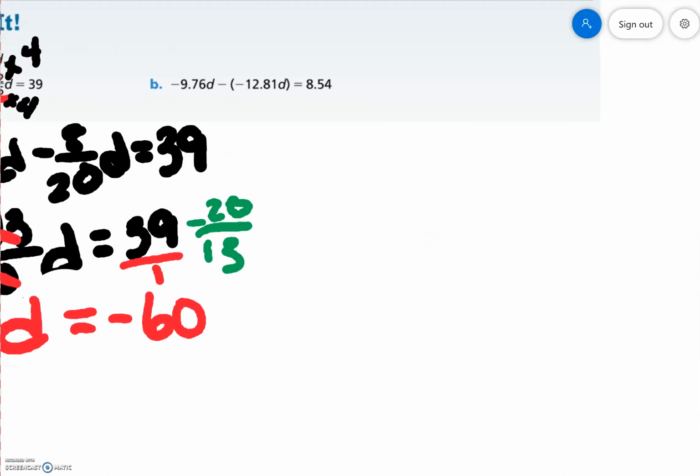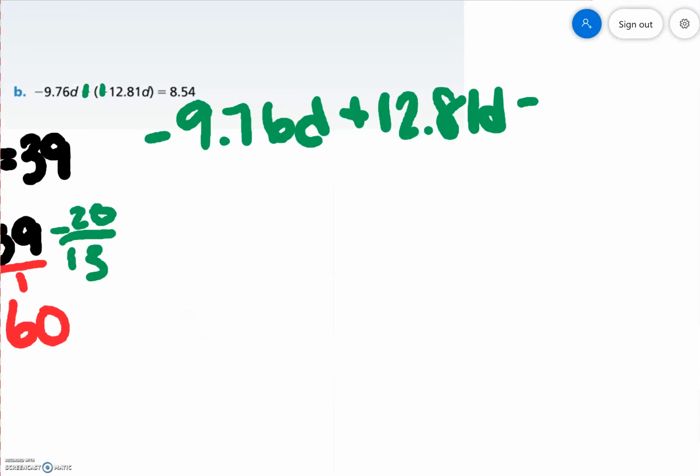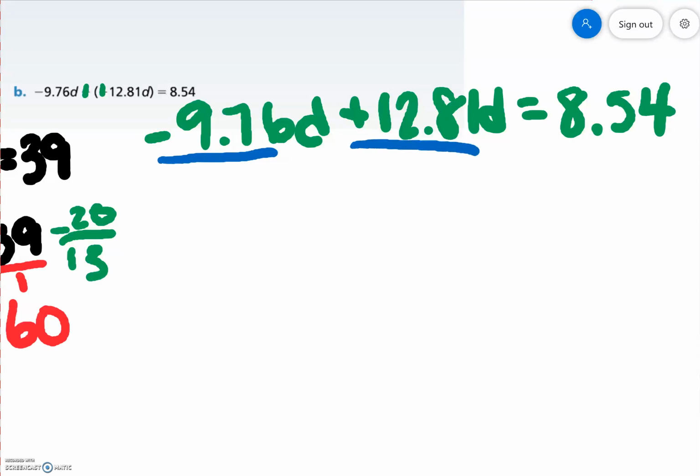Last one, negative 9.76D minus negative 12.81D equals 8.54. Little light bulb should be going off in your head. Two negatives make a positive. So this is actually negative 9.76D plus 12.81D to equal 8.54. I need to combine these. Negative 9.76 plus 12.81. Can get out my calculator.